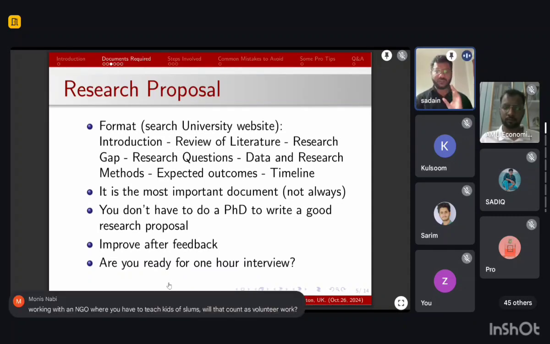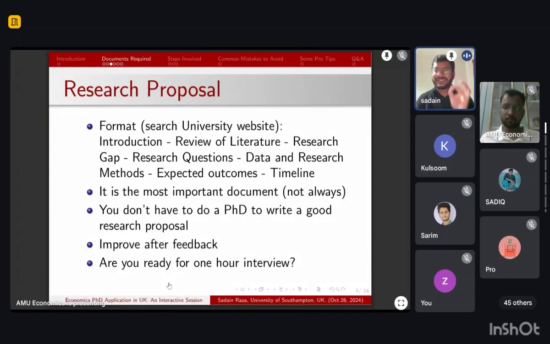So this is the first thing, that you should try to put extra effort into your research proposal, because this is what you will do for the next 4 years, and your supervisor will see it as the most important part of your PhD.